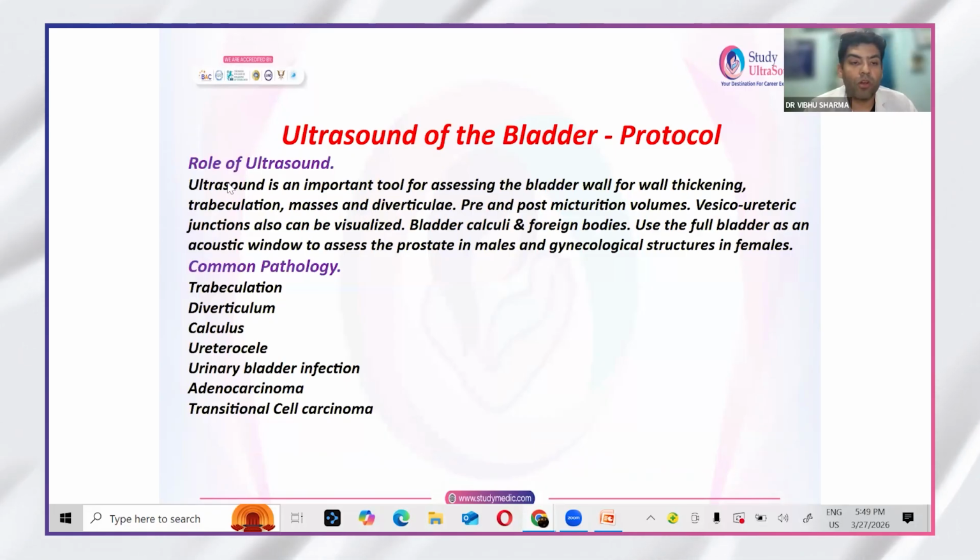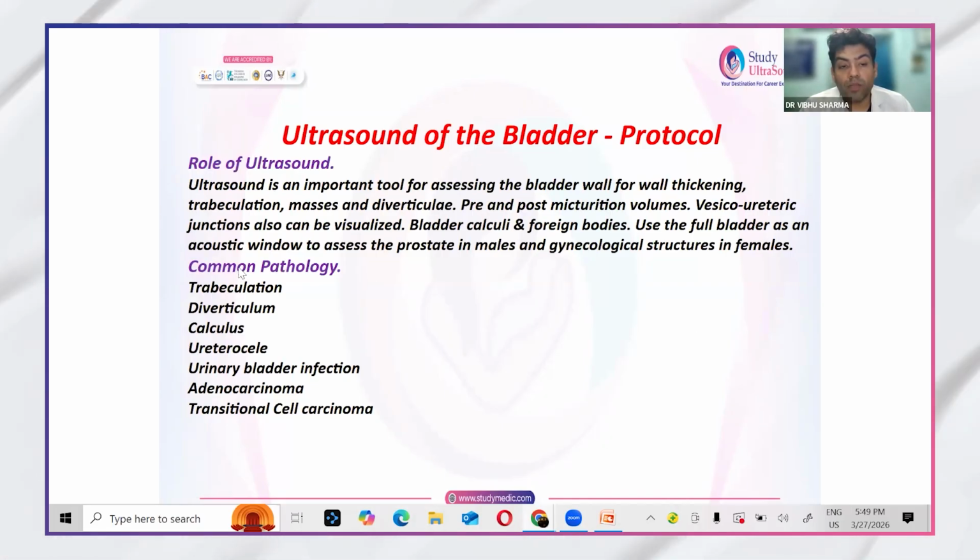So the protocol for ultrasound imaging of a bladder: ultrasound is an important tool for assessing bladder wall thickening, trabeculation, masses, diverticula, and always check for pre and post micturition volumes. Vesicoureteric junctions can be very well visualized. Any bladder calculi or any foreign bodies should be looked for, and use the full bladder as an acoustic window to assess the prostate also and the gynecological structures in females.